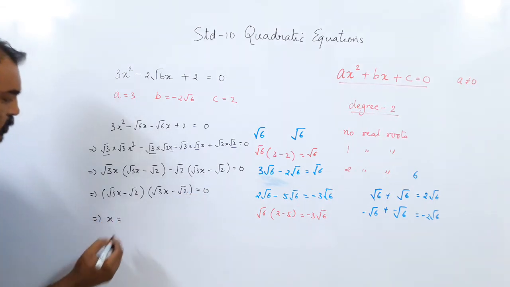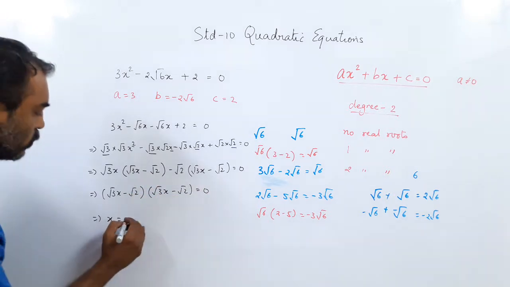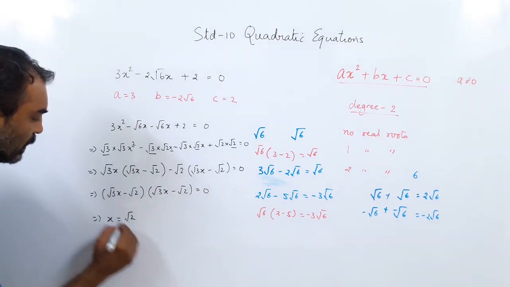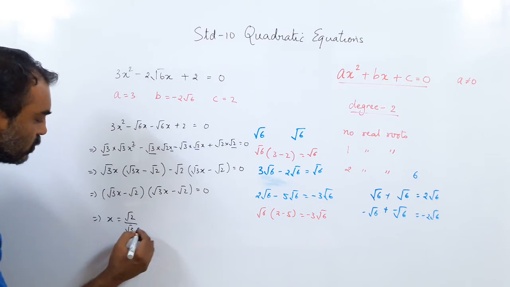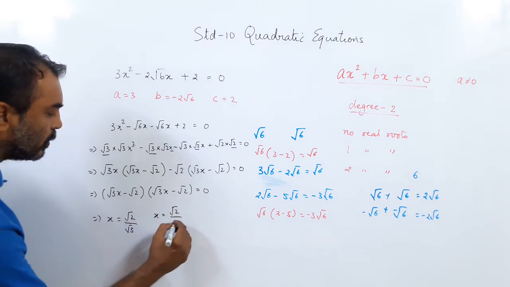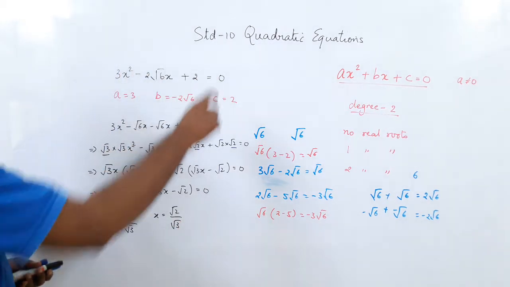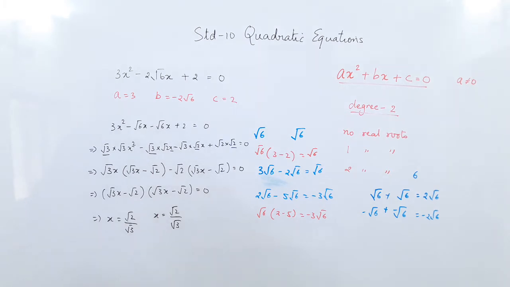What is x equal to? Minus 2 goes on the right side, this is equal to 0. So minus goes on the right, root 2, and root 3 in multiplication comes in division. So root 3 and x equal to again root 2 upon root 3. So in this case both the roots are the same. Means this is a perfect square, you can say. When the roots are same, this ought to be a perfect square.